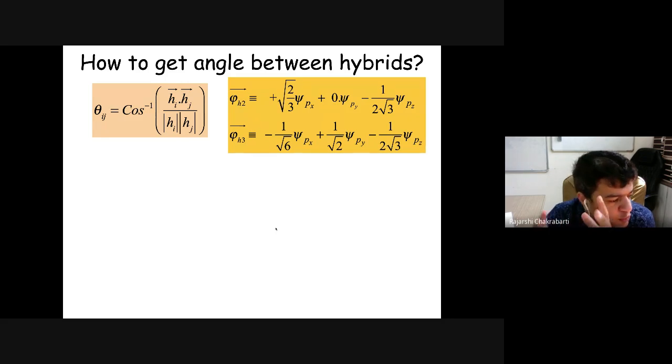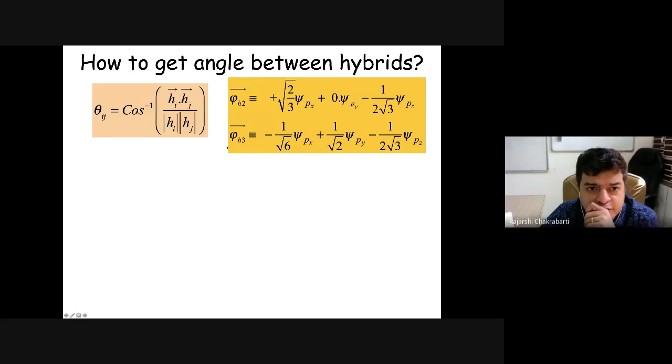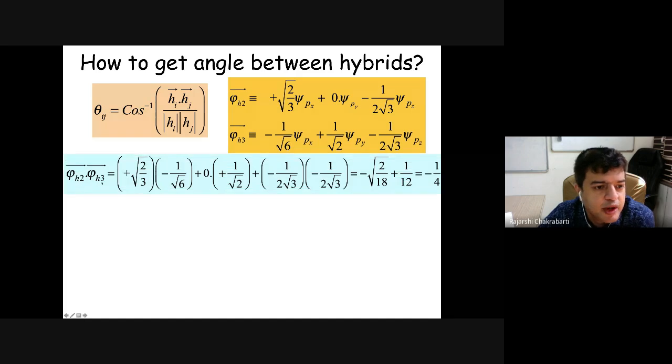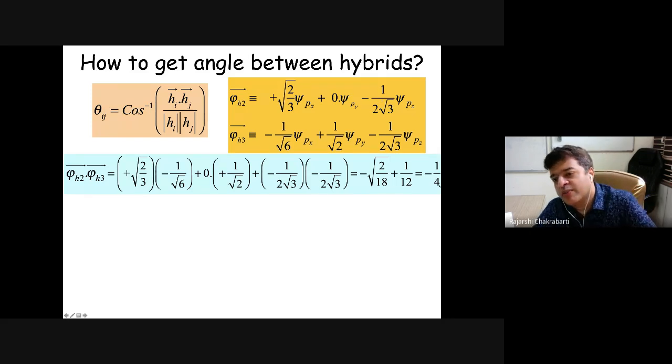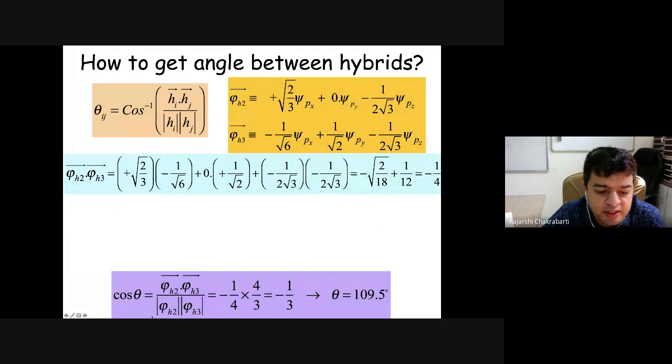Someone was telling, like two vectors, vector 1 and vector 2, H2 and H3, the product of the corresponding coefficients. Yes, so first of all, I have to calculate the dot product, and the dot product is just multiplying the coefficients of x, y, and z: this into this, plus this into this, plus this into this. If you do, you find minus 1/4. Very simple thing to do. How do you calculate the magnitude of this vector?